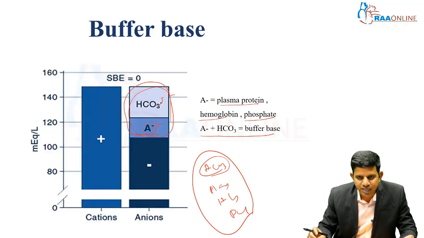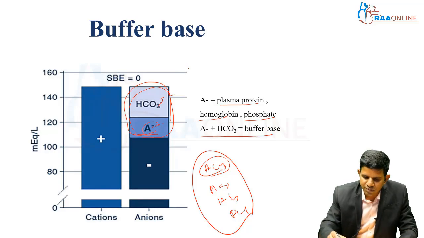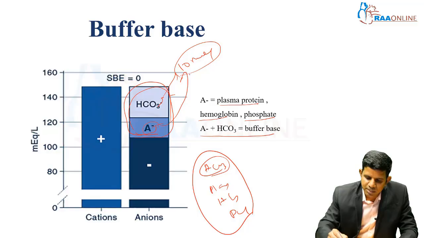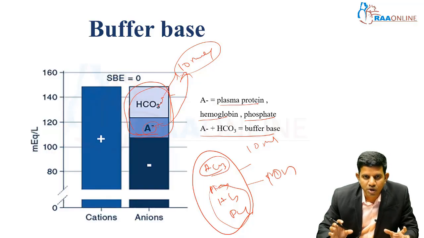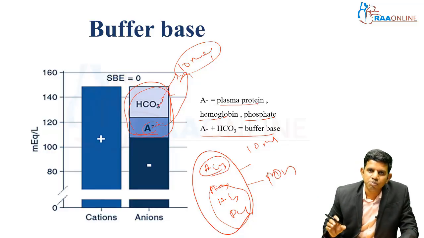So, for example, if I add some acid to the patient's body, say I added 10 moles of acid, all this added acid is neutralized by the bicarbonate or it may be A minus, that is a non-carbonic buffer system. So, the total buffer base will decrease. If 10 mole of acid is added, 10 mole of my total buffer will decrease. It may be the bicarbonate, it may be the A minus. So, quantifying the buffer base will give an idea about how much acid is added to the patient's body.